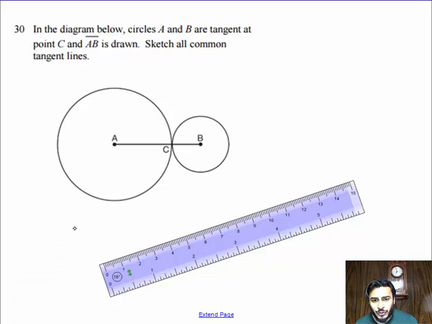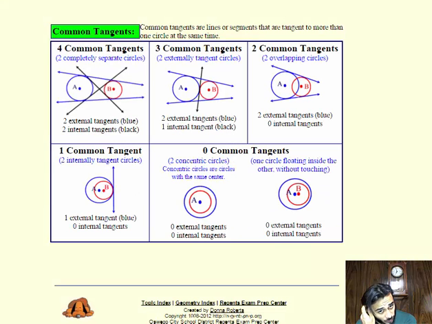So the circles here are tangent to each other, right? You will be able to draw 3 tangent lines. Now there are different scenarios that you might encounter on a Regents with this type of problem. Let me show you all the different scenarios that you might encounter.